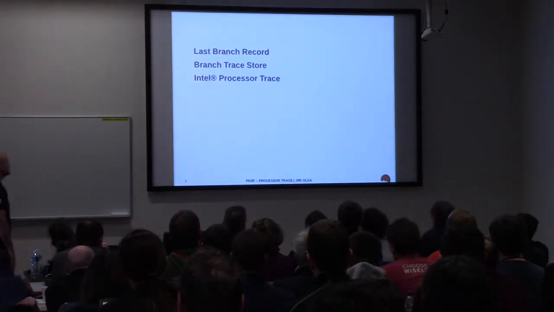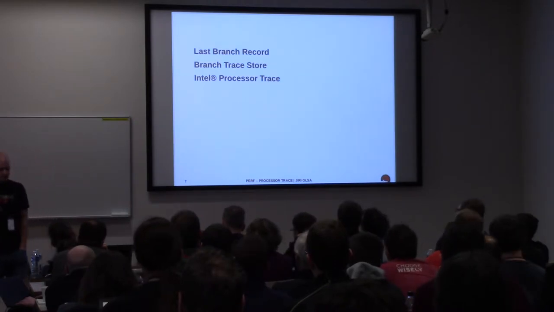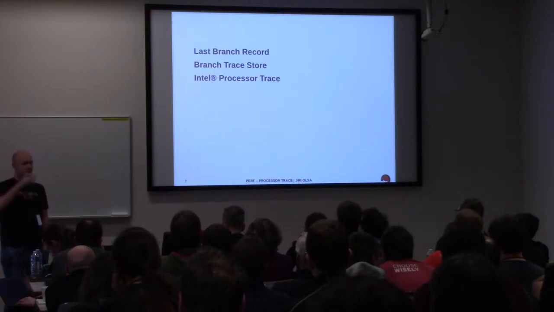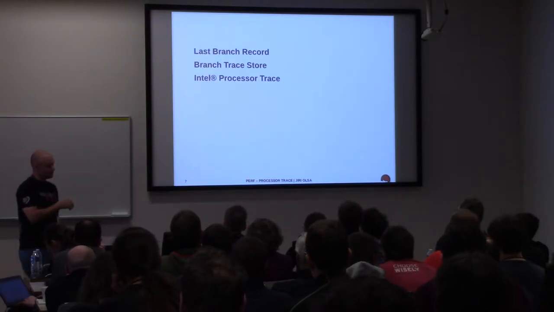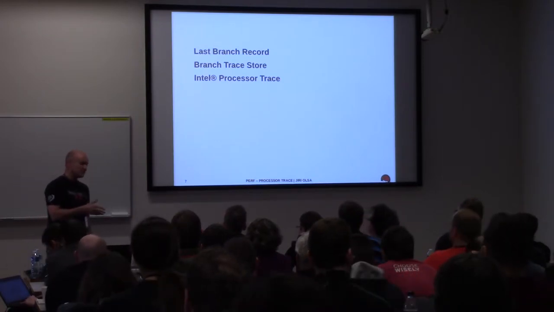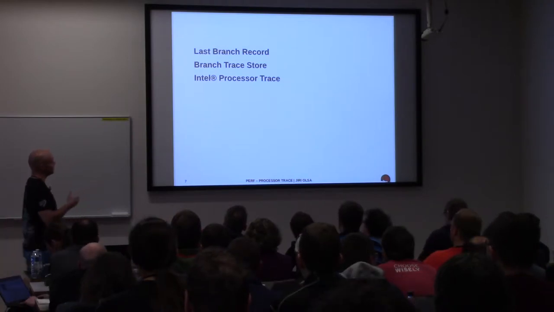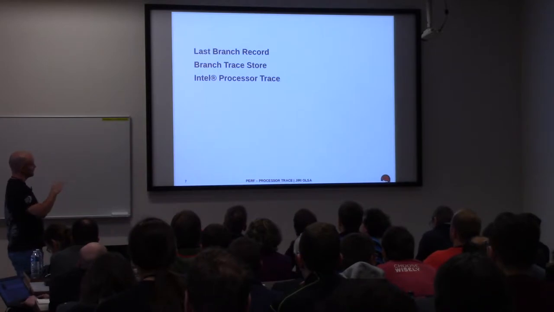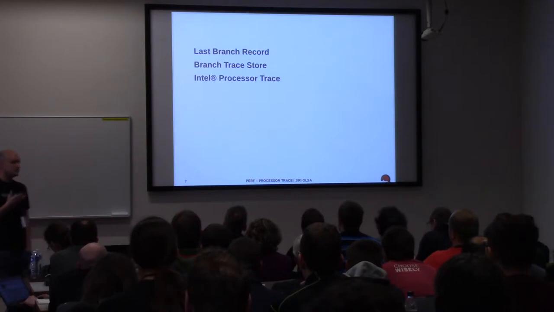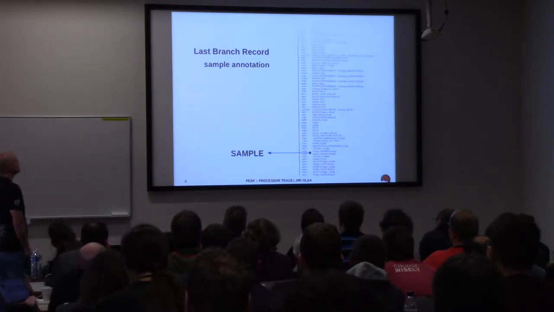So that was just a quick example. Before I actually introduce processor trace itself, I will introduce two other features that are like predecessors of processor trace, because processor trace in Intel didn't just appear by itself. There was some development. One of those features is actually a dead end, that's the branch trace store. Last branch record still continues and people are using it. Let me start with that.